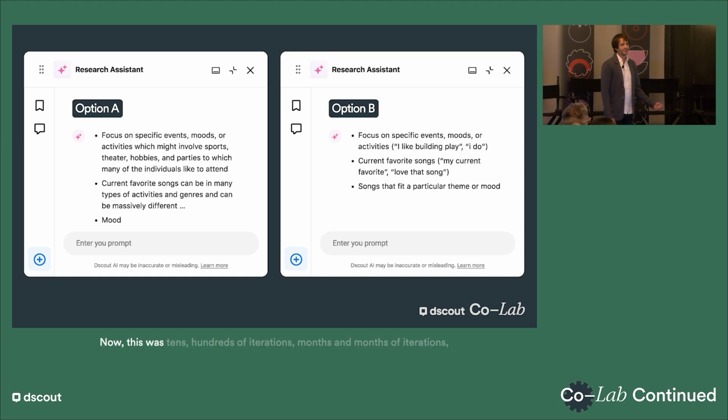Now, this was tens, hundreds of iterations, months and months of iterations just for one question and set of responses that I was showing here. We got to this point, yay, all done, right?